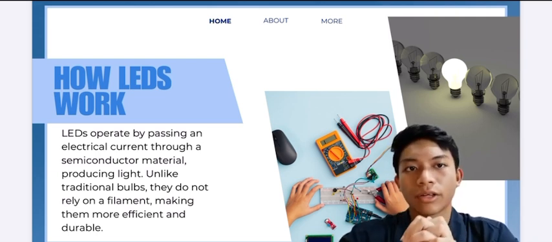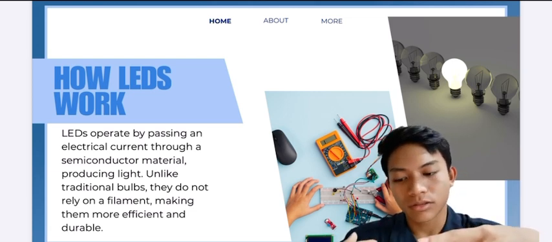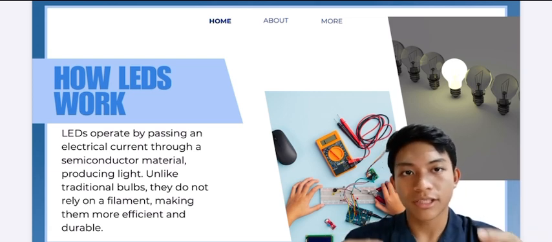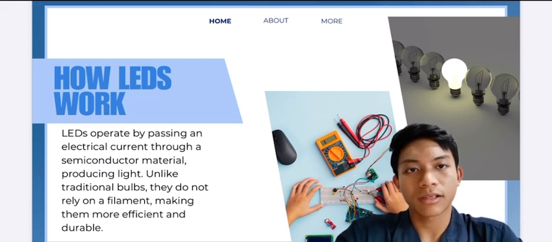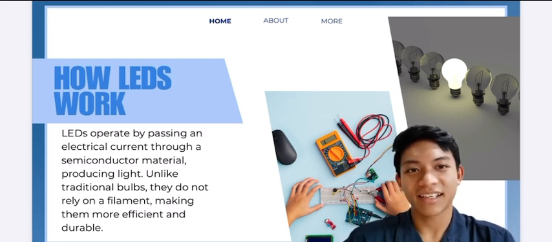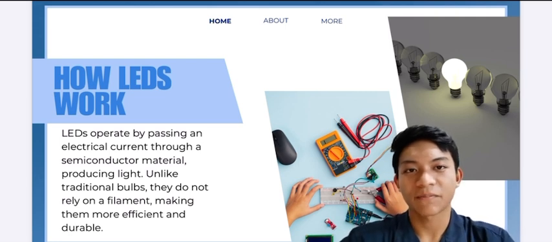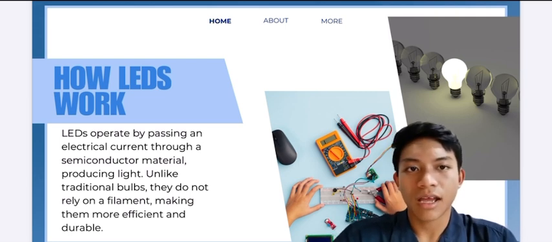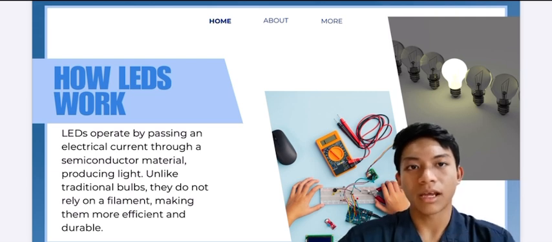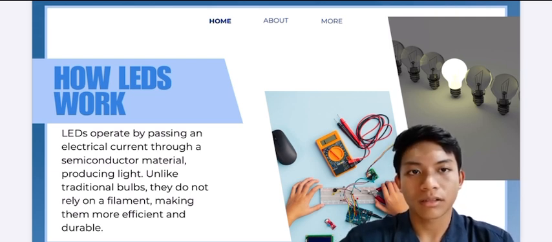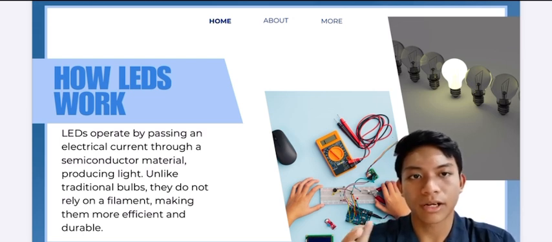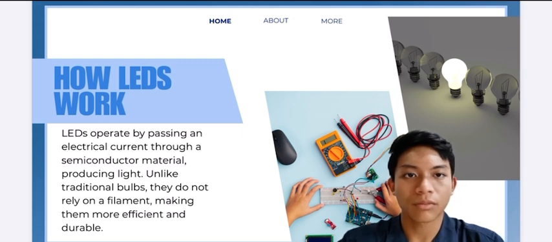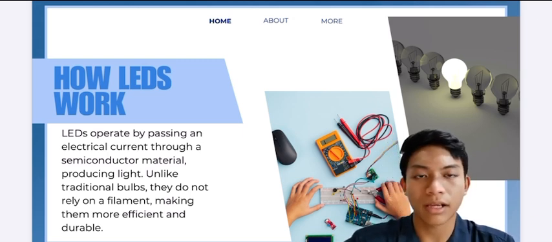Since LEDs do not rely on filaments, they do not generate as much heat as incandescent bulbs, making them more energy efficient and long-lasting. Additionally, the color of light emitted by an LED depends on the semiconductor material used, such as gallium nitride for blue LEDs and aluminum gallium phosphide for the red and yellow LEDs.